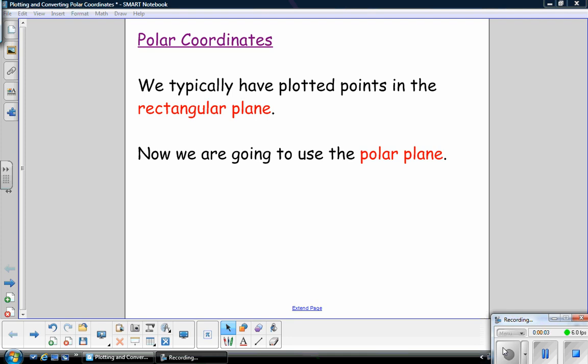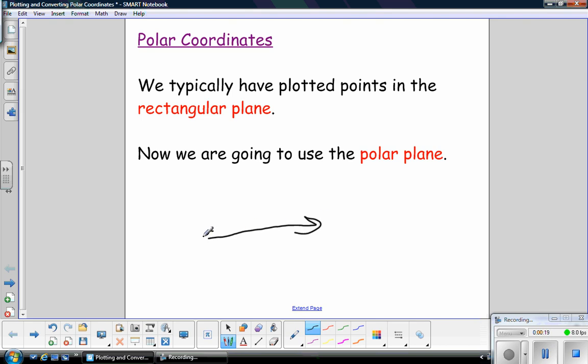Today we're going to be talking about plotting and converting polar coordinates. What we're used to is plotting points in what we call the rectangular plane. And just remember, the rectangular plane is the y-axis and the x-axis.